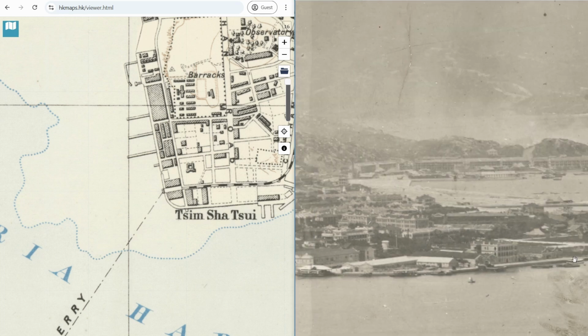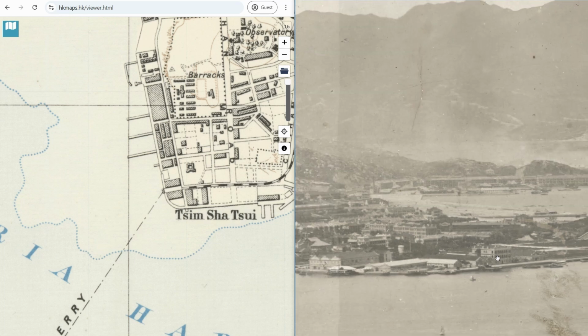This section here is about to undergo huge changes. At the moment we've got a collection of warehouses and one sort of larger office building here. But the railway is coming.